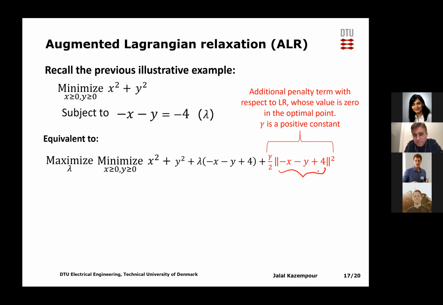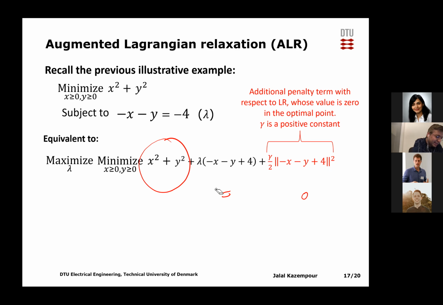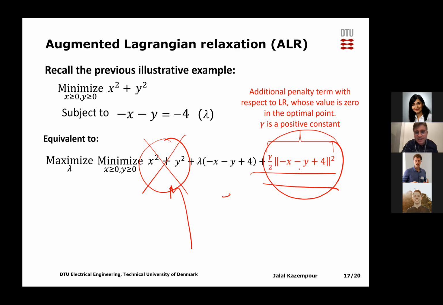No. Because in the optimal point, I'm talking about the optimal point, the value will be equal to 0, like this, right? So I'm minimizing the original problem, while in the optimal point, the rest of the problem will be equal to 0. So I'm solving the same problem. And the good thing is that now my augmented Lagrangian function is definitely quadratic, irrespective of whether the original objective function is quadratic or not, linear or not. I don't care now if it's linear or not, because I intentionally added a quadratic term.